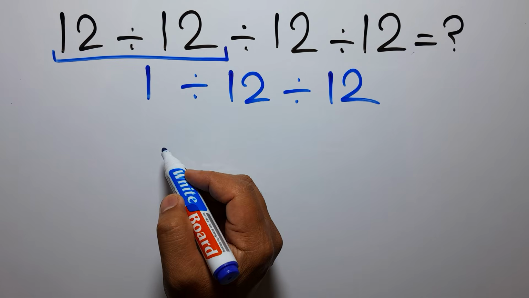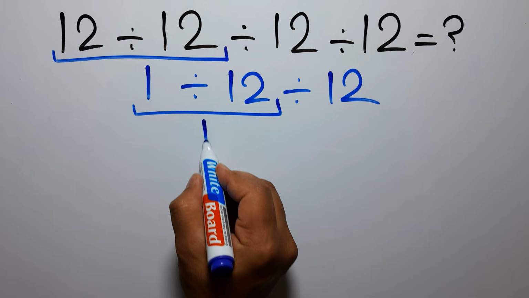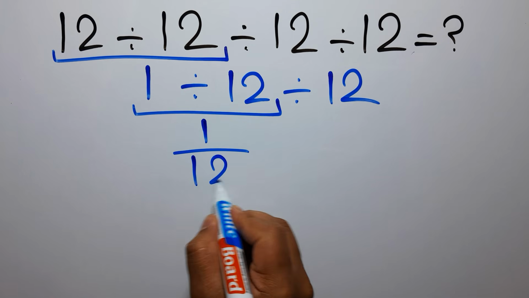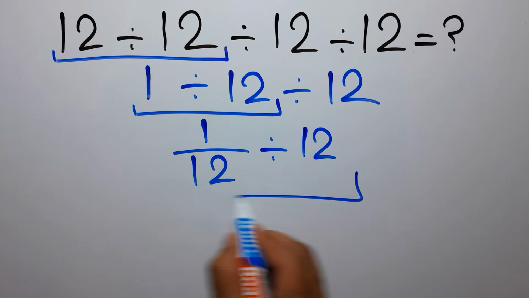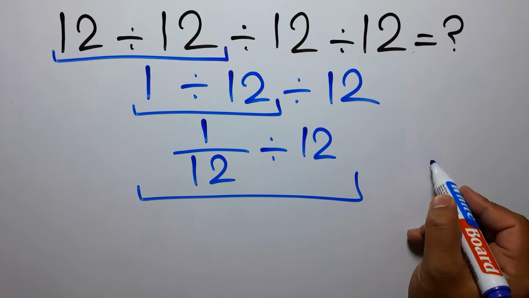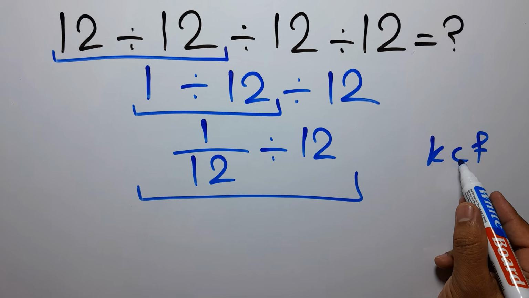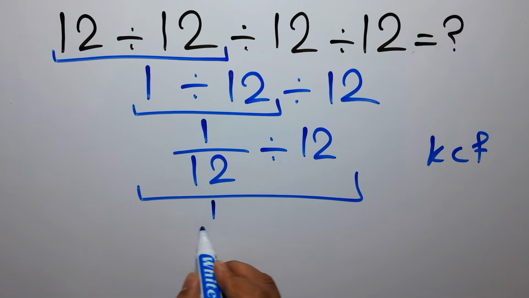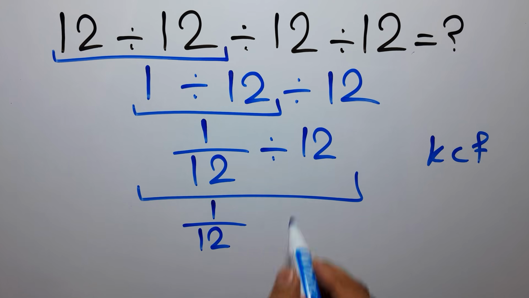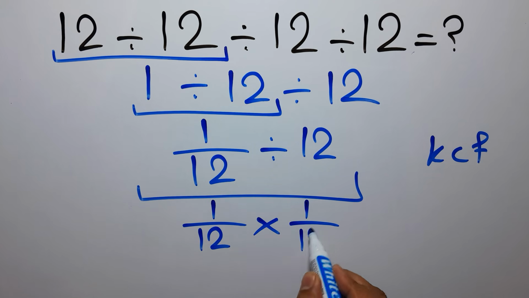Now we have to do this division. 1 divided by 12 can be written as 1 over 12. Then divided by 12. Now, according to the KCF rule, K stands for keep, C stands for change, and F stands for flip. We can write keep the first fraction, change division to multiplication, and flip the second fraction.